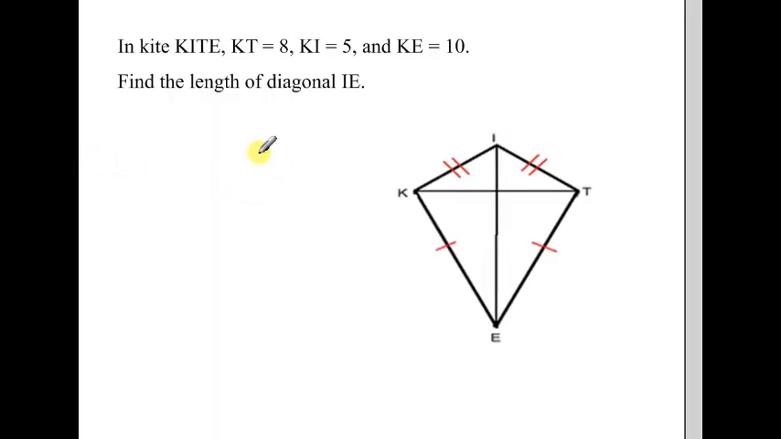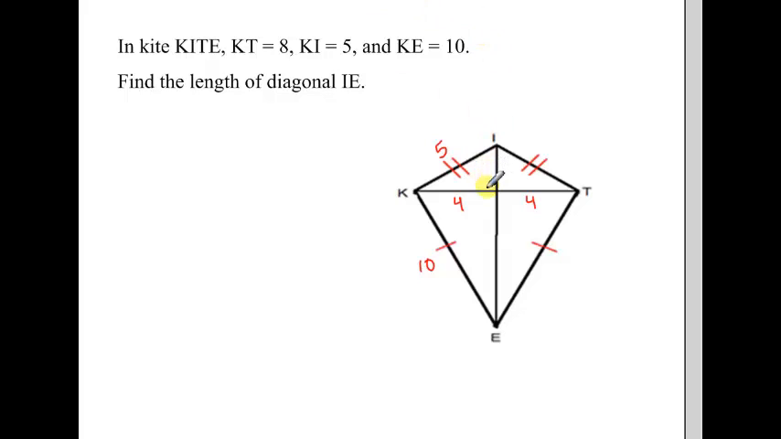Alrighty, our last example. Let's find, in this kite, the distance from K all the way to T is 8. It's going to be hard to mark. How about I remember this is a bisected diagonal, and let's put 4 and 4 on each side. Split it equally. Now K to I is 5, and K to E down on this side is 10. What are we going to be finding? We're going to find the length of our diagonal from I to E. How do we do that?